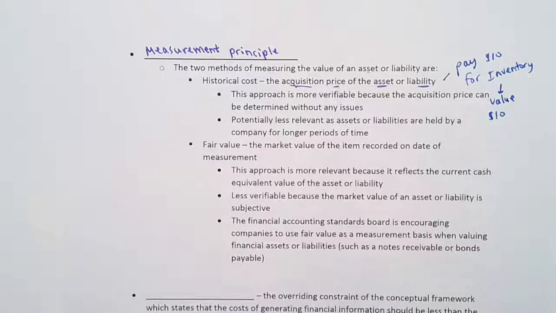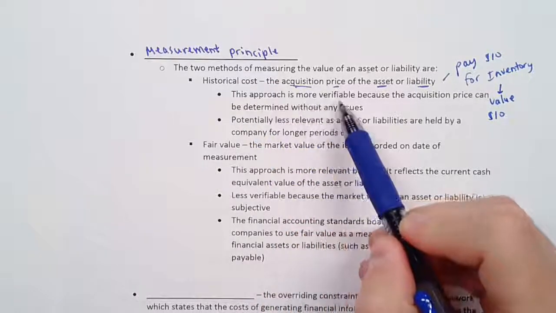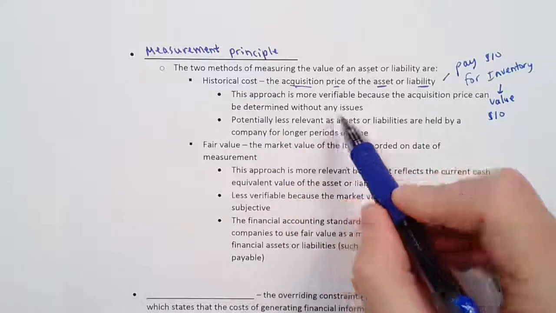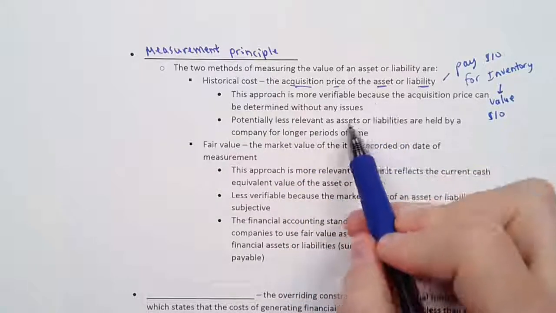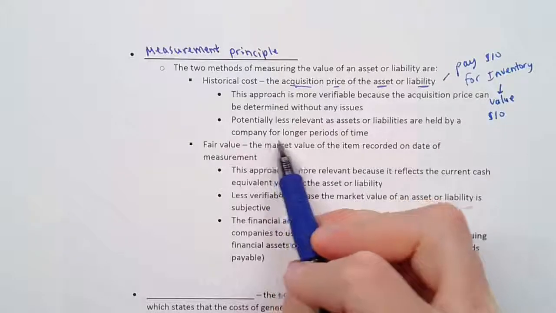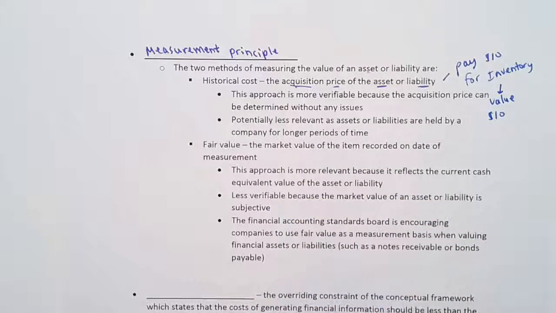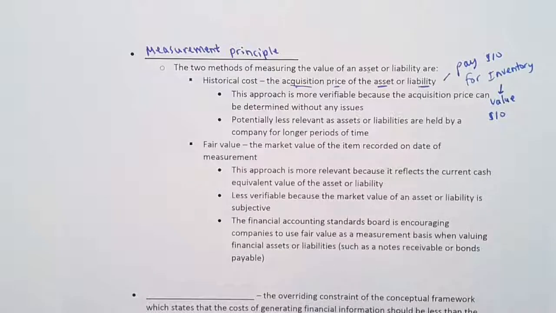Now, this approach is seen as more verifiable because the acquisition price can be determined without any issues, right? No one's going to come and say, oh, well, no, you actually paid $20 for this inventory. It's very clear. You have an invoice and you know exactly how much you paid. The issue is that it might be less relevant as assets or liabilities are held by a company for a longer period of time, meaning that if a company holds onto this inventory for years and years, then the market value of the inventory is probably different than what we paid for it. So in that sense, it's less relevant to the financial statement users, because they would probably prefer to know what is the actual market value or the fair value of those assets today.